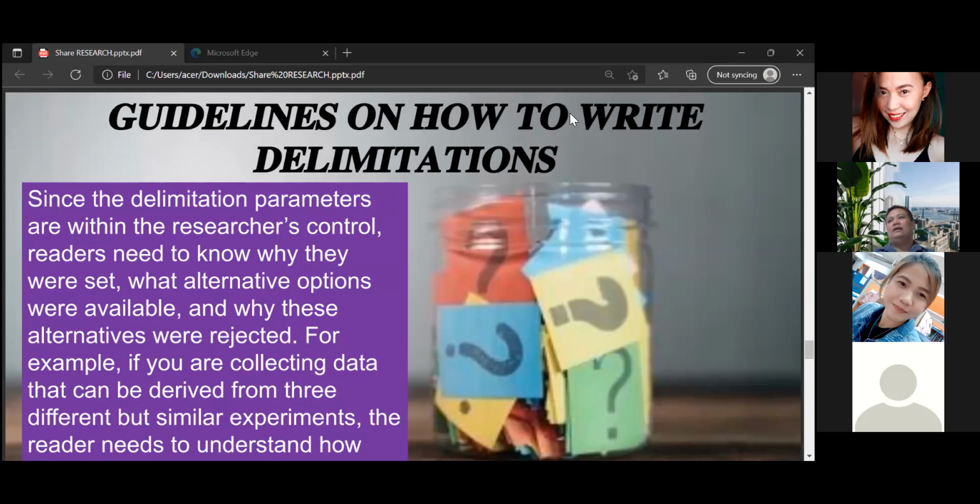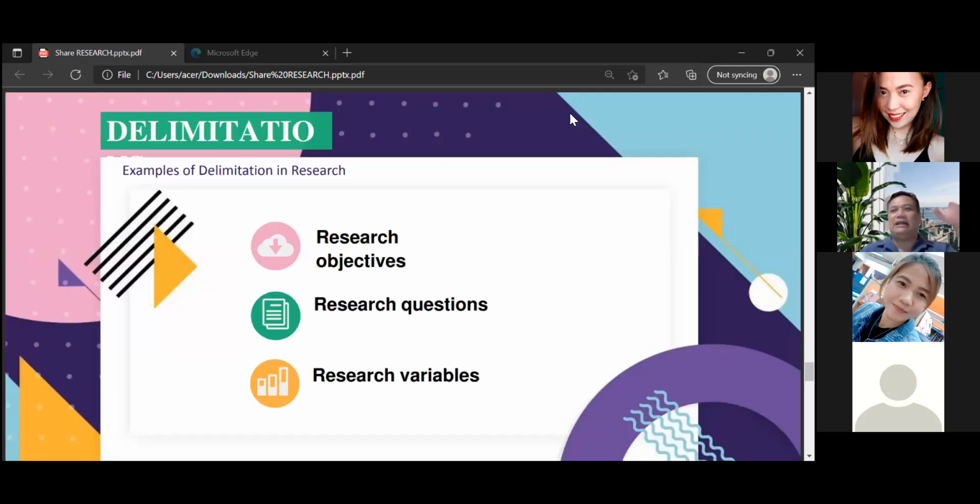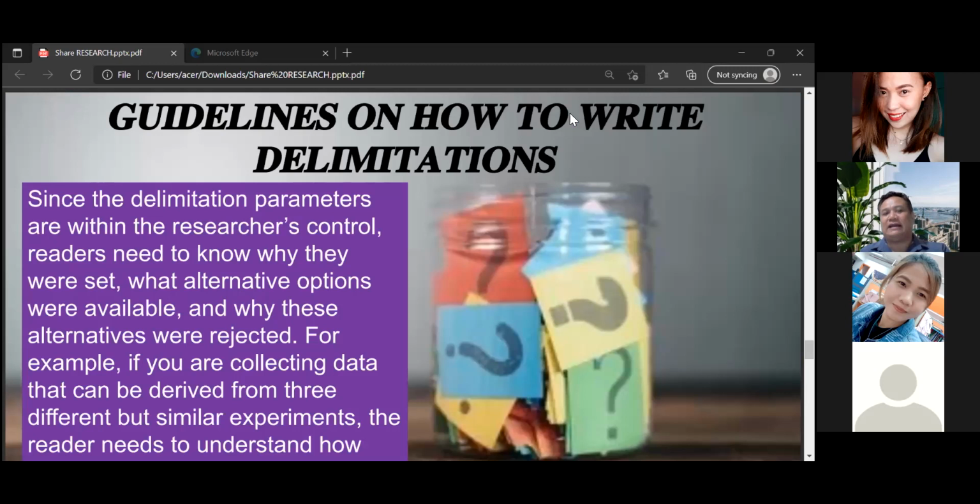Ito yung mga nilalagay natin sa recommendations na, halimbawa, right after nating matapos yung research natin, tapos ito yung mga nakita natin, tapos parang bakit hindi mo lagyan ng ganito? Bakit 'yon? Tapos ilalagay natin sa recommendations, no? I-recommend natin sa susunod na gagawa or mag-aaral lang ganitong klase ng proposal. Yun yung mga nasa delimitations.